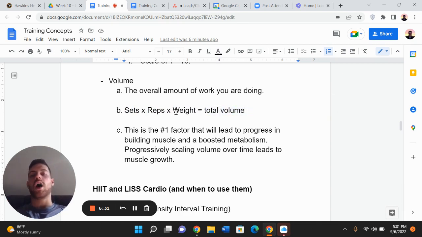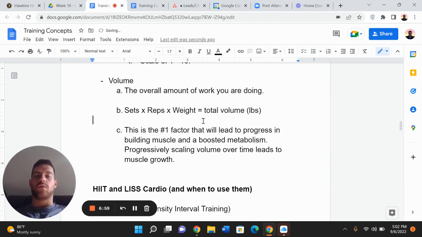So if I was doing 4 sets of 10 reps of bench press with 100 pounds, then that would be 4 times 10, which is 40, times 100, which is 4,000. Is that right? Yeah. So 40 times 100 is 4,000. So that's 4,000 pounds total volume that I'm doing, right?